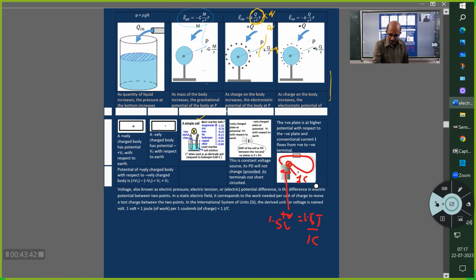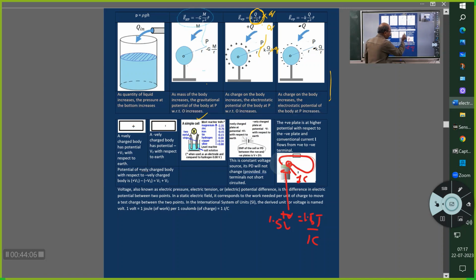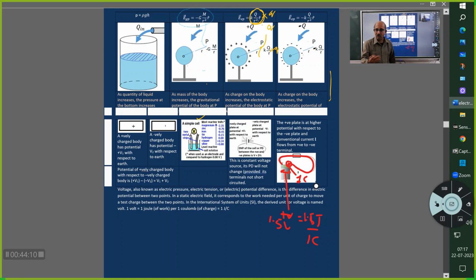I spent 10 joules of energy and did 10 joules of work. Similarly, this battery will expend 1.5 joules of energy, and since it has expended so much energy, 1 coulomb of charge was able to flow from here to here. The charge will not flow from here to here on its own. Somebody has to push it.